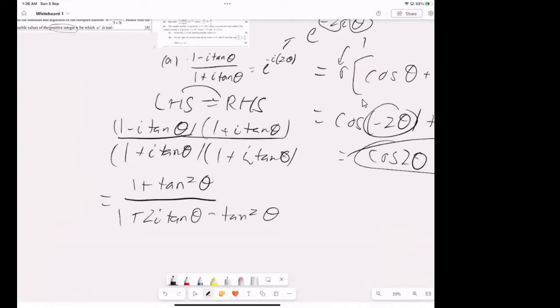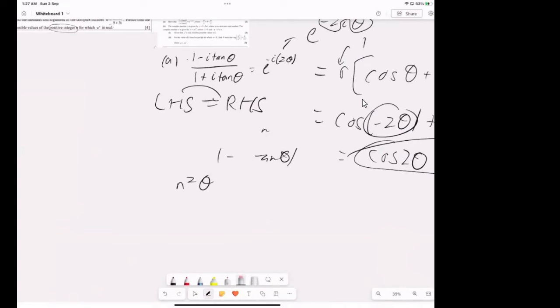I'm multiplying by, oh yeah, my bad. We should be multiplying by the conjugate. Yeah, I multiplied it wrongly. Okay, my bad. Let's do it again.